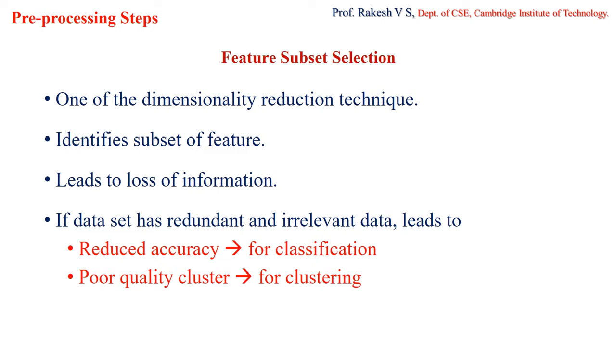So this approach would actually lead to the loss of information. That is because we are selecting a particular subset. There might be a case that we will be losing some or many of the features or data with respect to the analysis. But suppose the data set that we are having has redundant features and irrelevant features, in such cases a feature subset selection will not be effective.